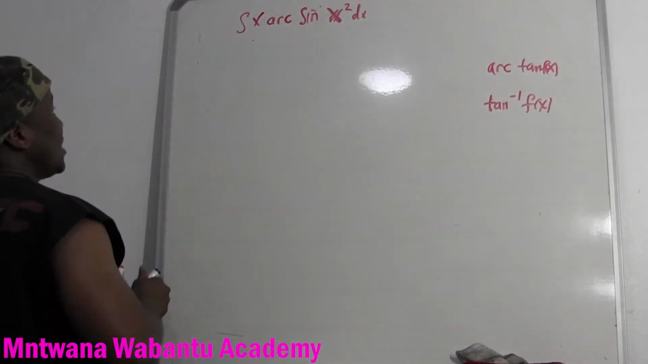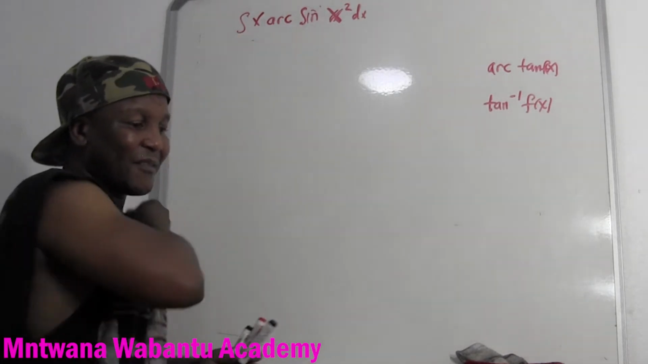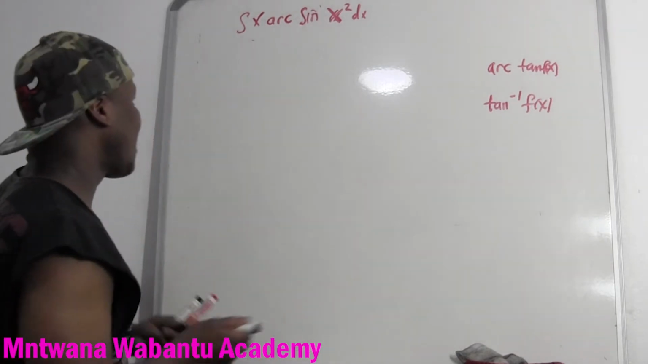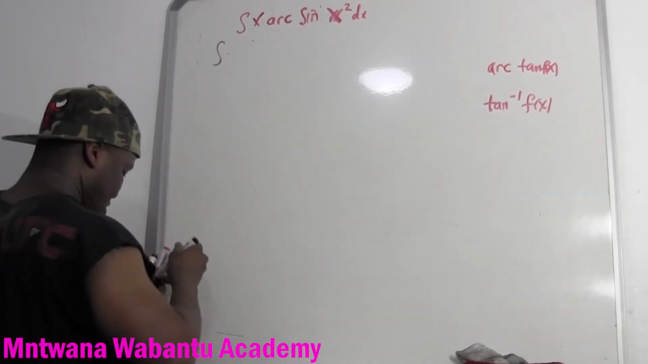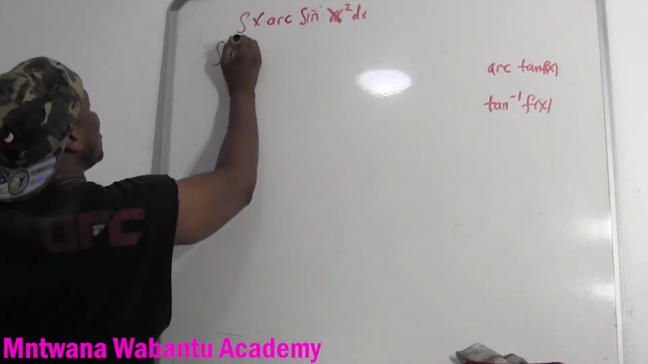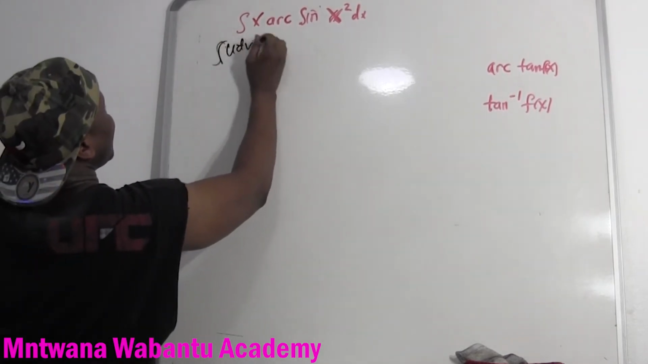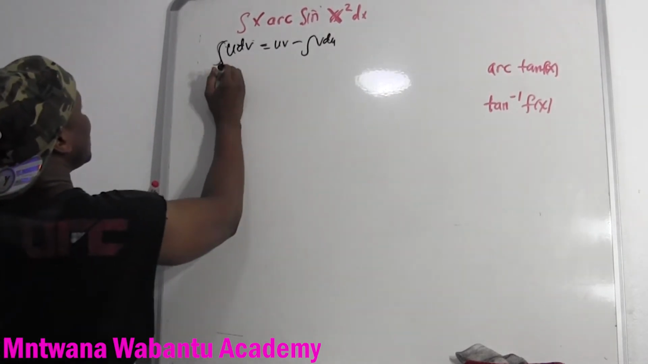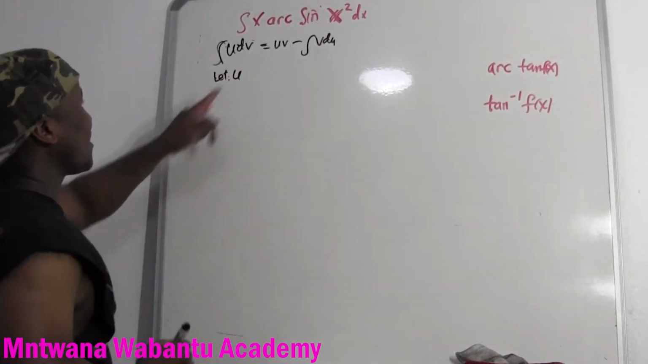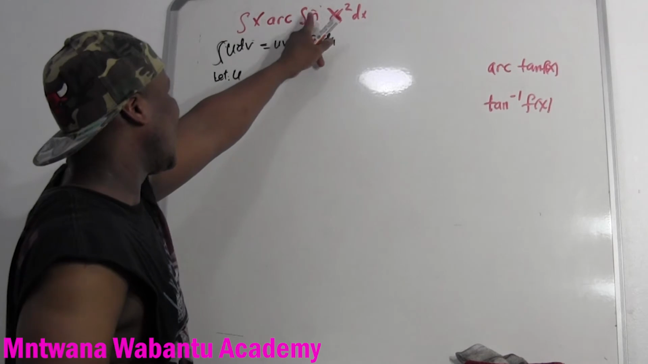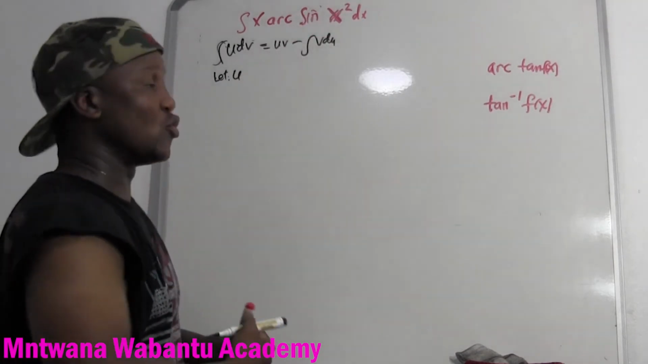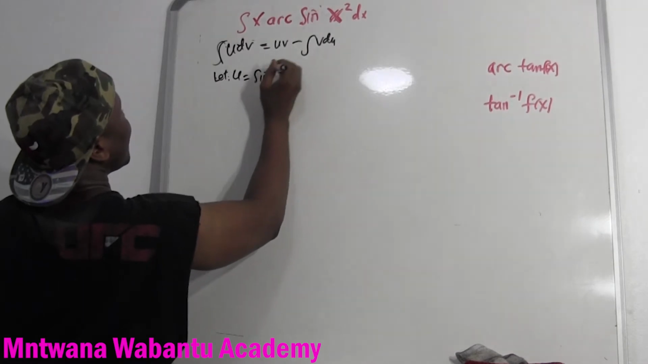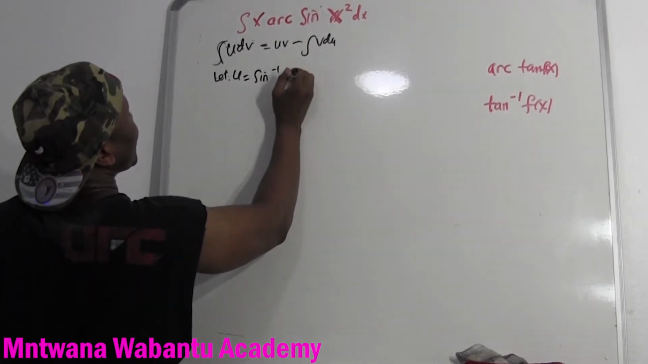So this is easy. This is integration by parts. Whenever you have an x or function with a sine or cos, use integration by parts. So I'm going to say the integral of u dv equals uv minus the integral of v du. Okay, so what is u? Most of the time when you have an x with an inverse, let the inverse equal u. So u equals sine inverse of x squared.